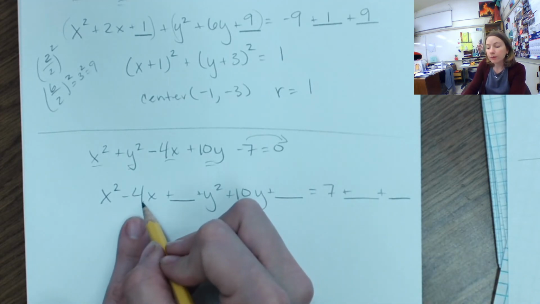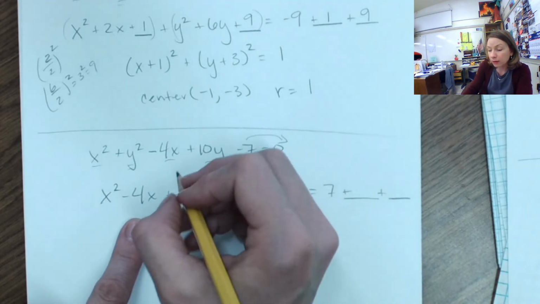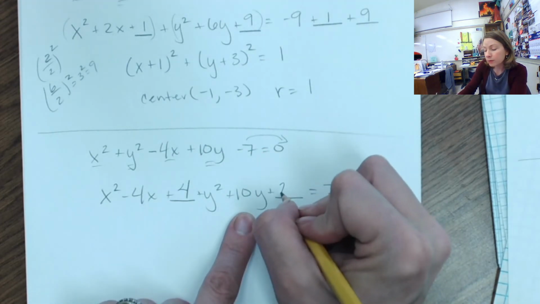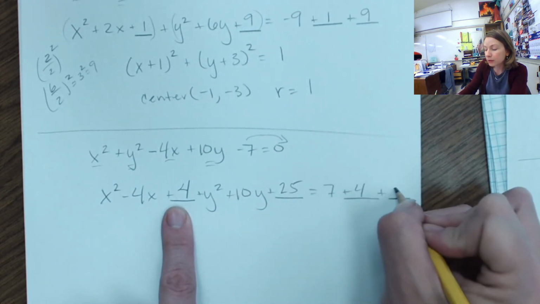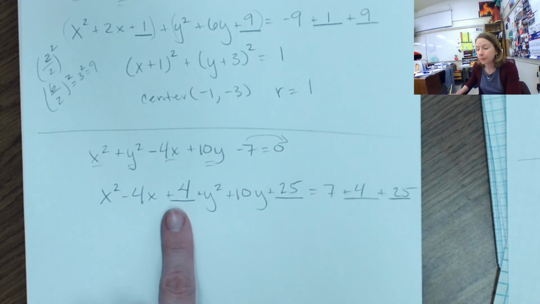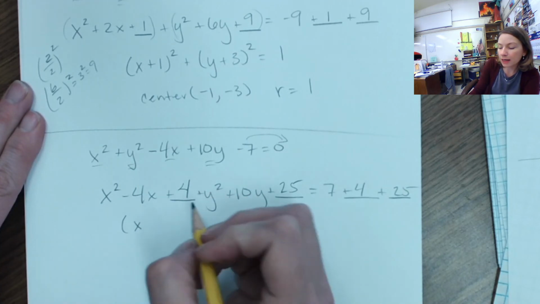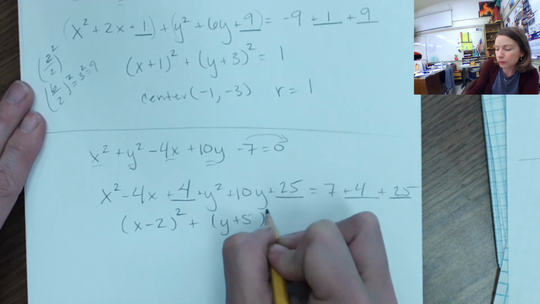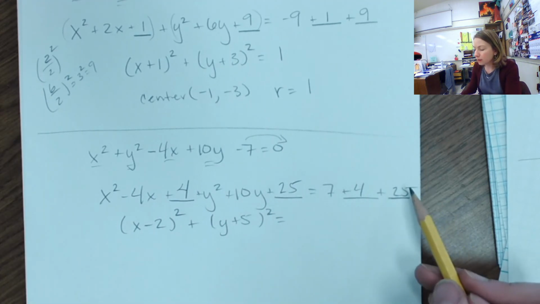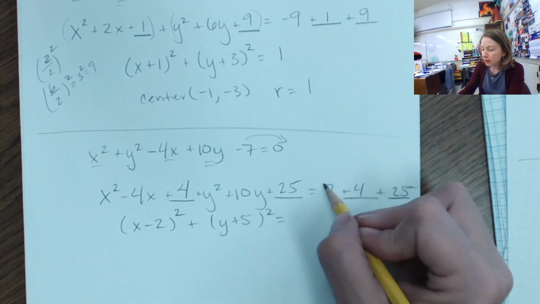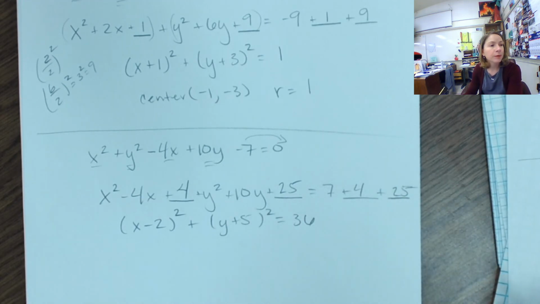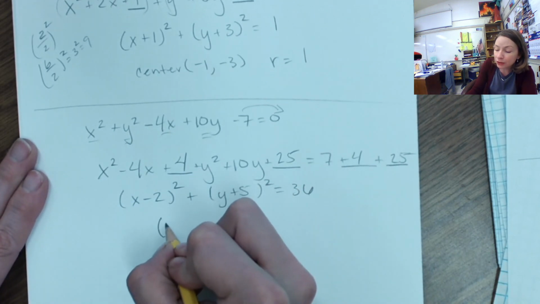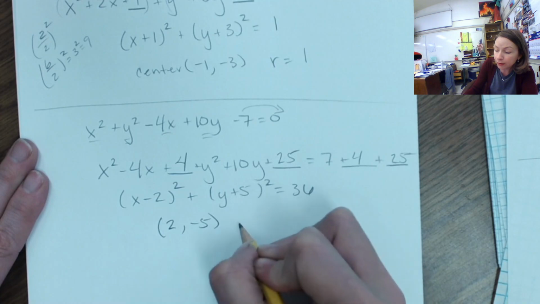So here, I've got -4 divided by 2 and then squared gives me 4. 10 divided by 2 is 5. Squared gives me 25. I've added a 4 and a 25, so I've got to do it on the other side as well. Here, I've got x minus 2 squared plus y plus 5 squared. And then over here, I've got 36. Okay?